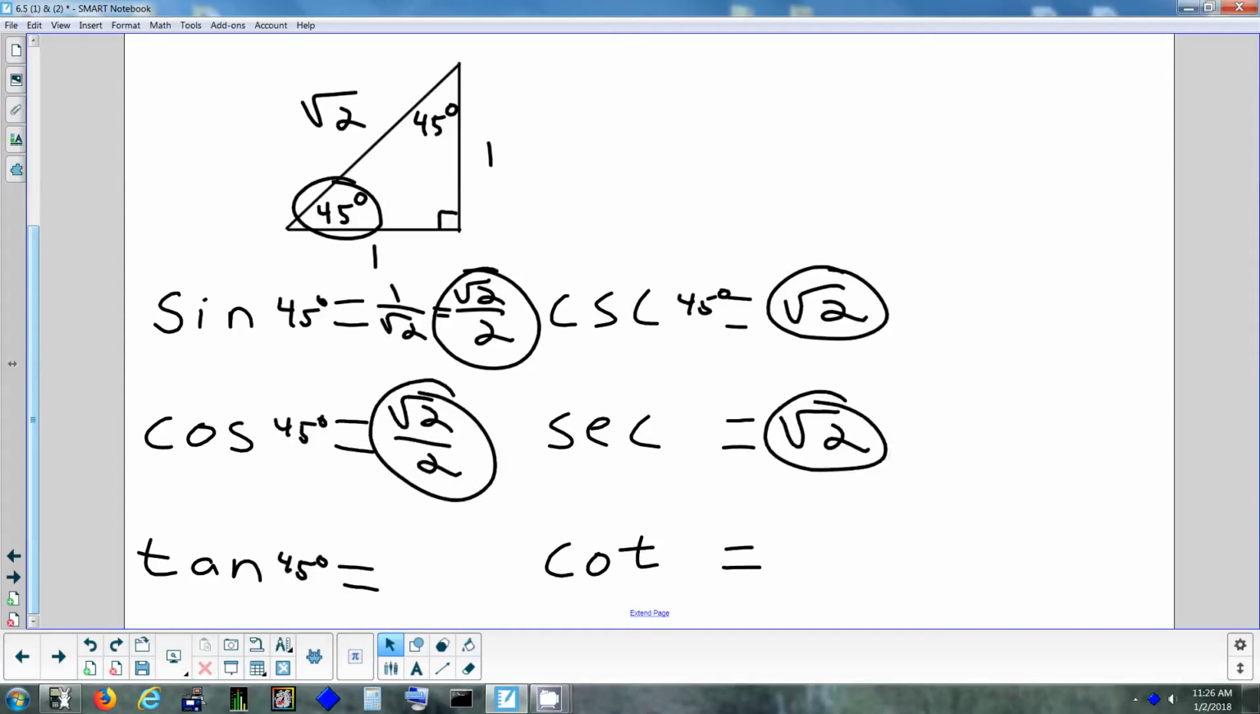Okay, and lastly, the tangent. What's my tangent? It would be opposite over adjacent. So 1 over 1, which is just 1. Flip it, 1. So finding the trig functions for 45 is very quick, because you get a lot of simple numbers and then numbers that you keep.